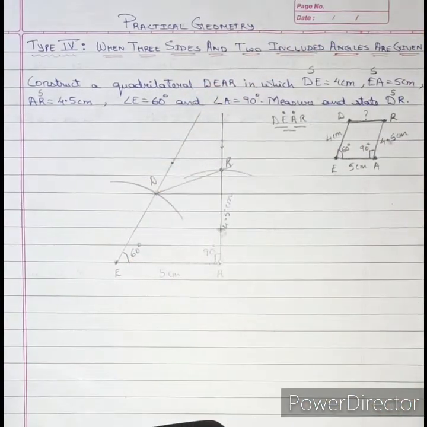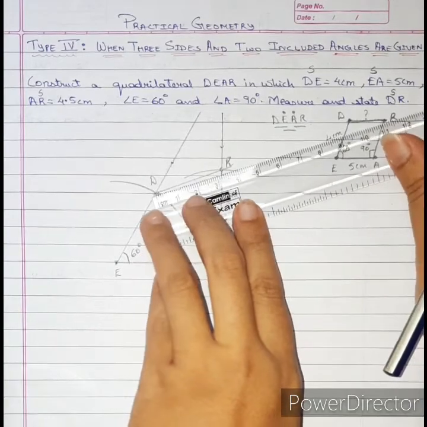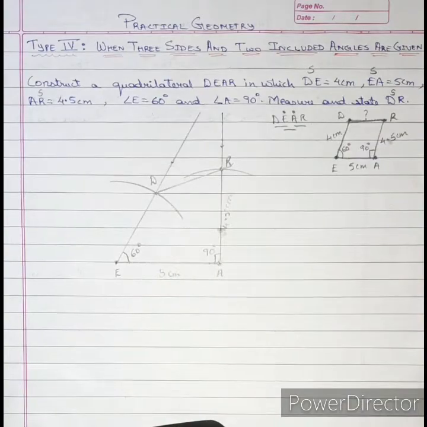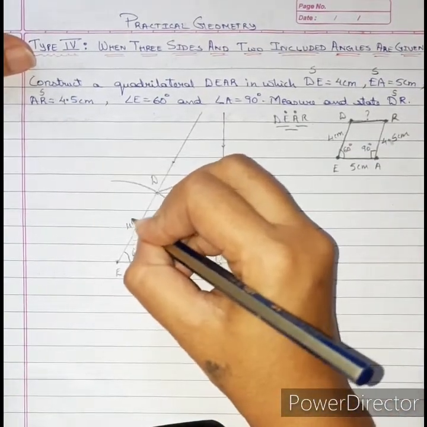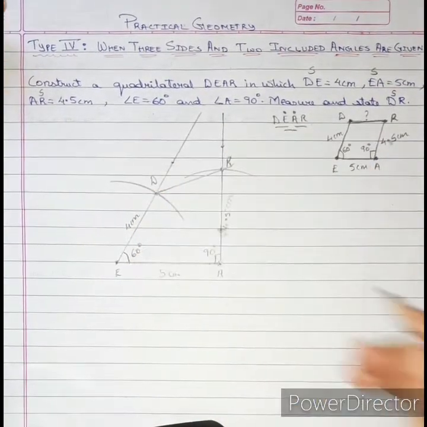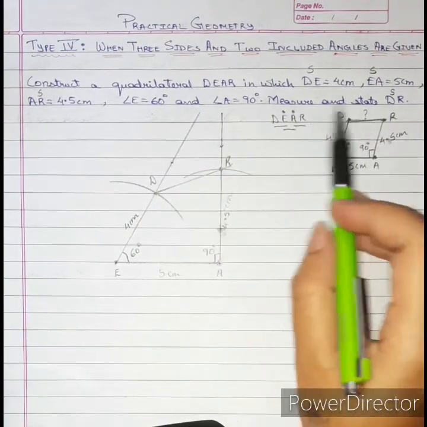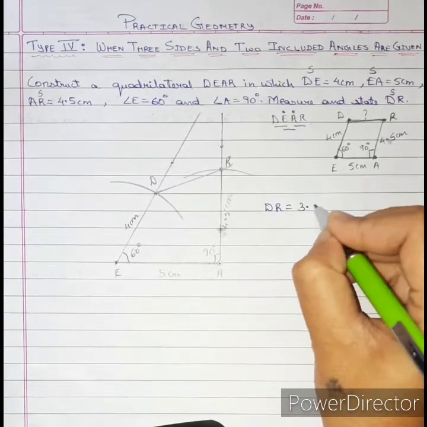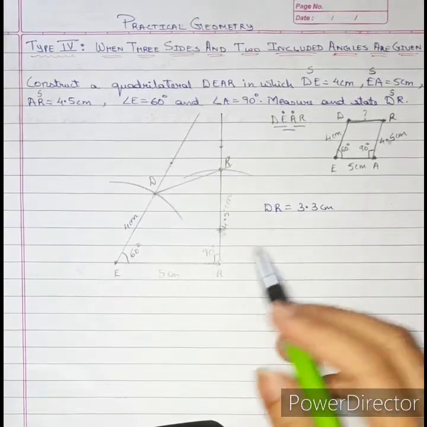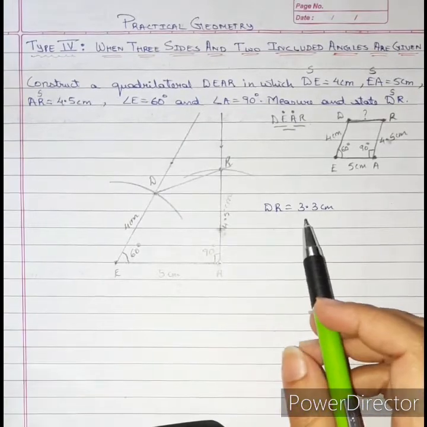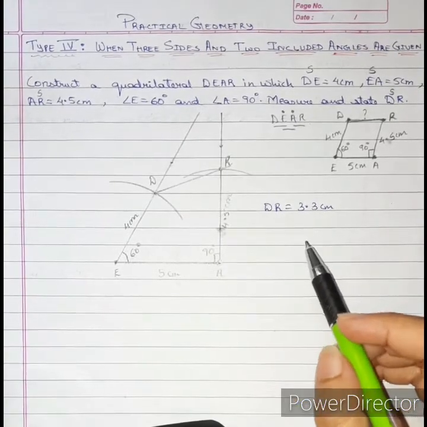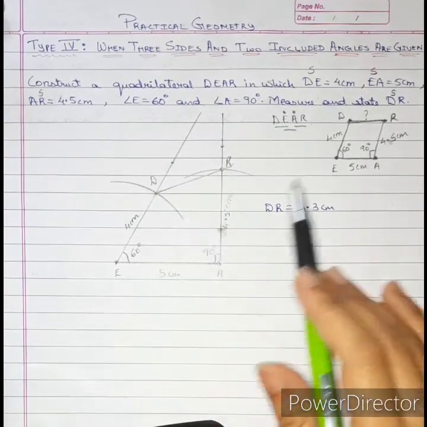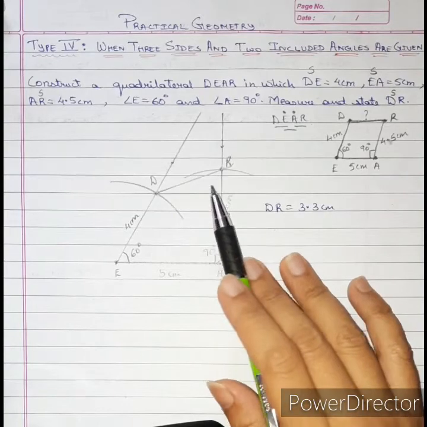Okay, so you can measure also straight away. It is coming to 3.3, and this is 4.0, and this is coming to 3.3. So measure and state DR. So we will write DR is equal to 3.3 centimeter. One or two point difference is okay, 3.2 is okay, 3.4 is okay, 3.1 is also okay. Okay, so DR is equal to 3.3.